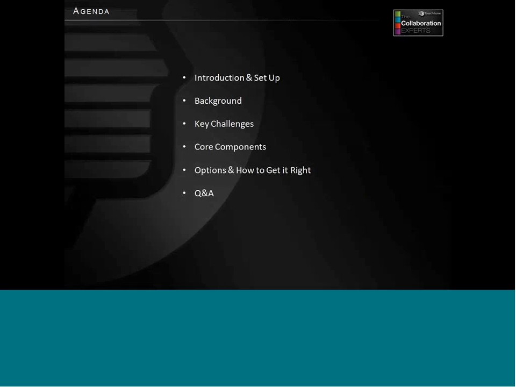What we're proposing to go through is just a quick introduction and set up, then talk a little bit about the context of managing and optimizing technology within the communications technology area, just to give some background and context to what we're going to talk about, and then look at some of the key challenges, the core components that we see as essential to making the most of how you manage and how you optimize the technology that you're currently running, and then some thoughts that we have on the options available to you and how we think you can get it right from a management and optimization perspective.